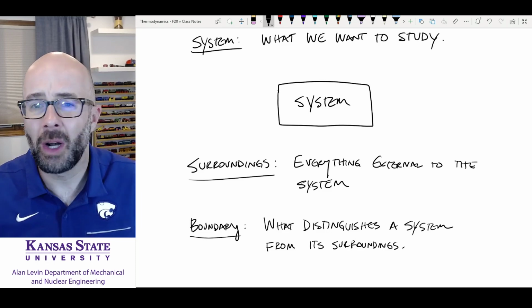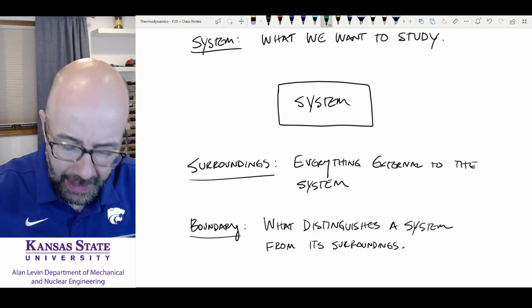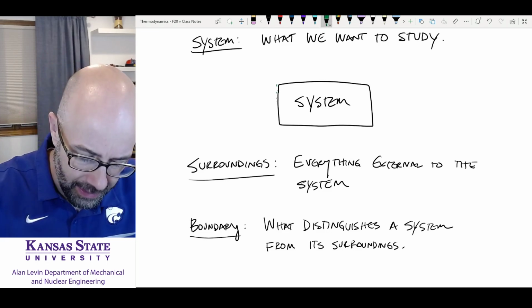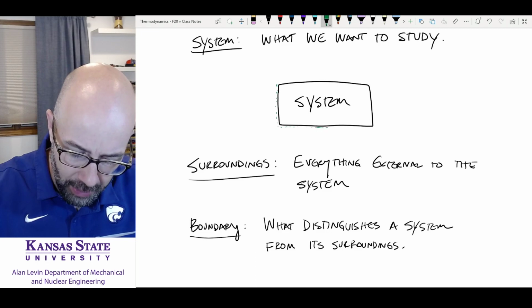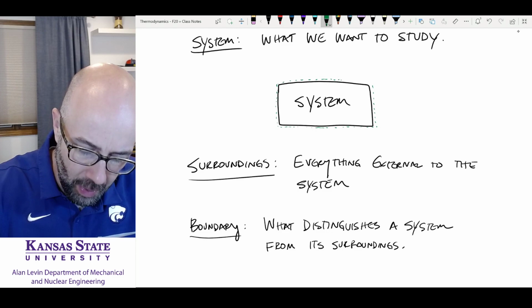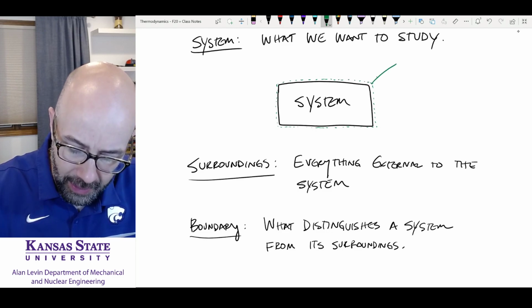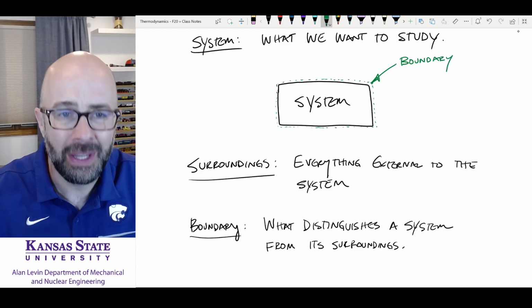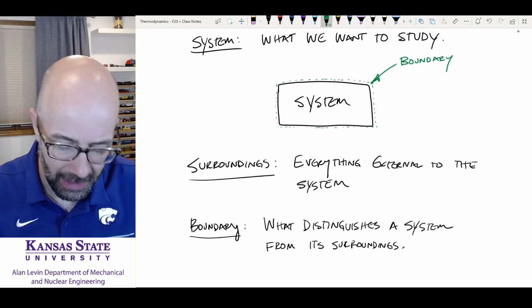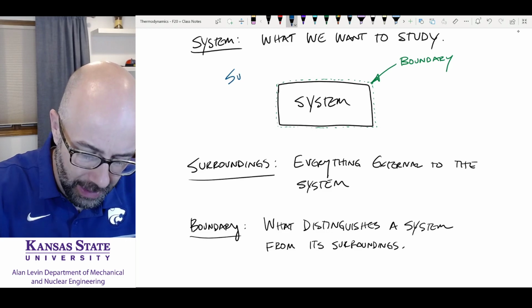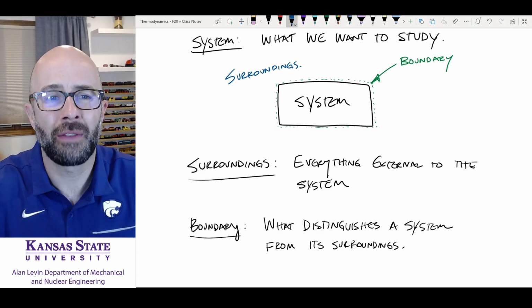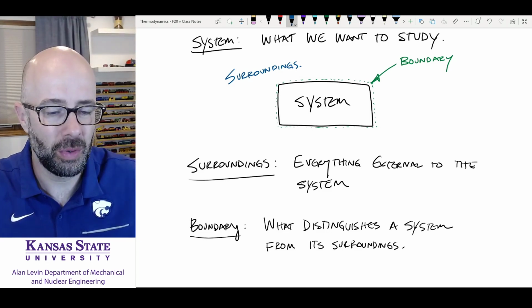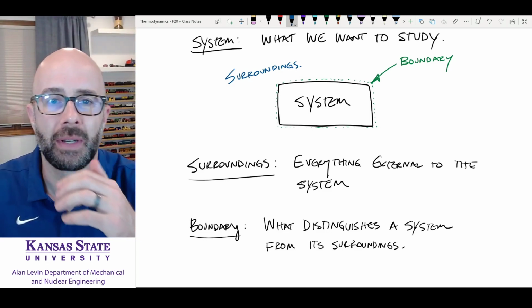So in our system here, I'm going to take a different color pen, and this is going to be our boundary. Usually I put a dotted line here to denote what my boundary is. So this dotted line is my boundary. Everything inside of that boundary is going to be the system, and everything outside of the boundary is going to be my surroundings. Pretty straightforward, simple idea when it comes to system and surroundings.